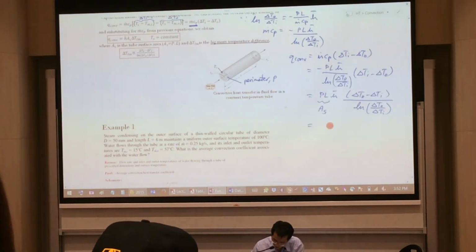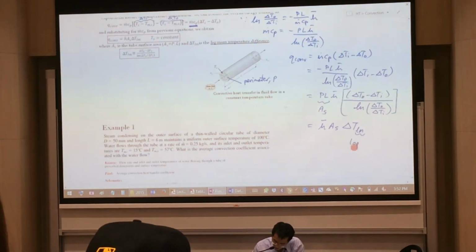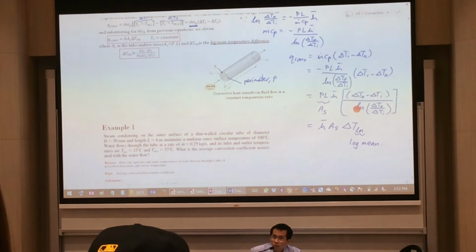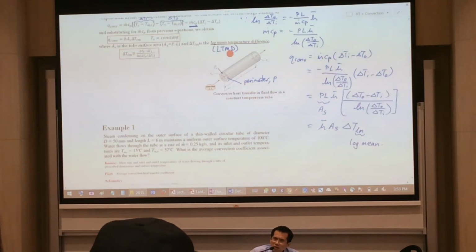So overall, I can write h bar As, and this whole term over there, I can compress it by a symbol that is delta T Lm. This Lm refers to log mean. And this whole term over here refers to the log mean temperature difference, LMTD. So when we go to heat exchangers, we will get LMTD in. What is LMTD? Why do we need LMTD?